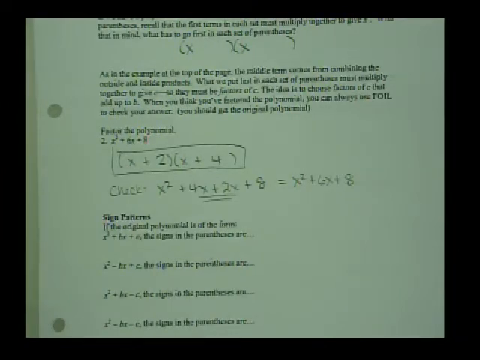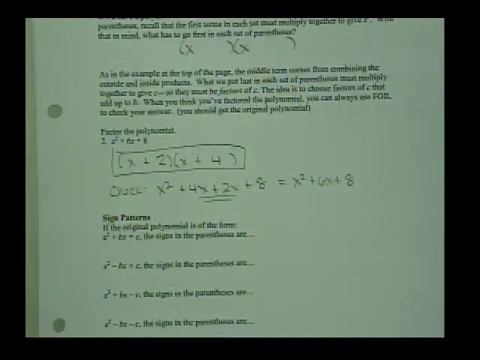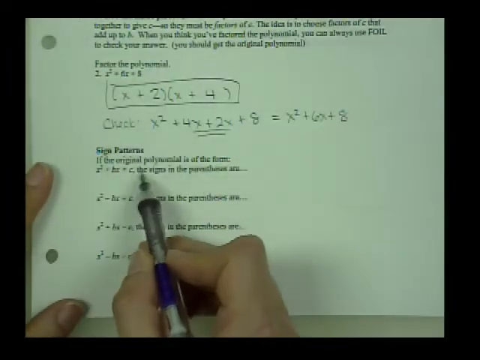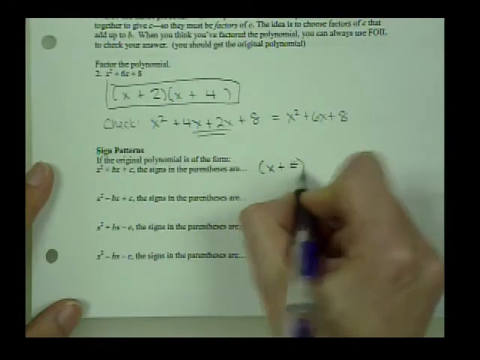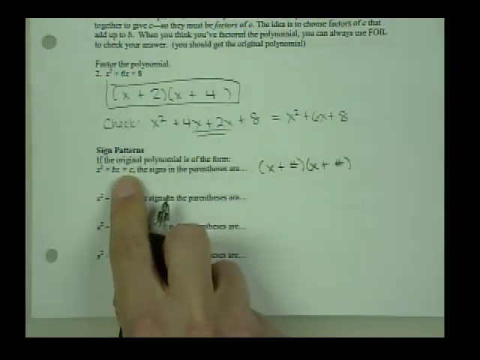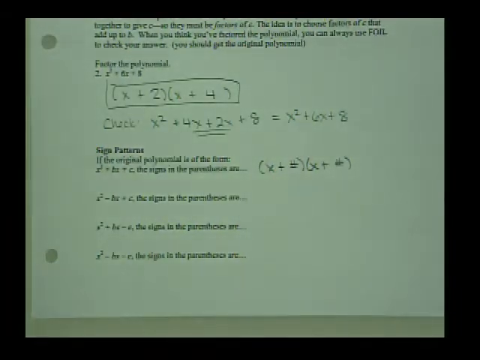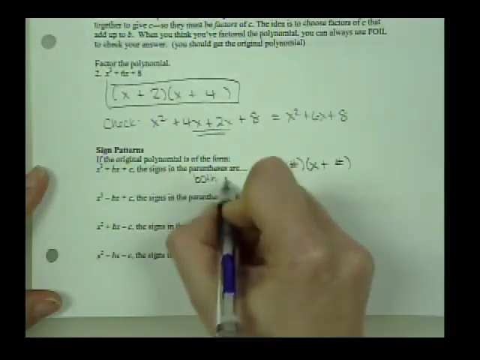Okay, so now we want to look at how we can use signs to help us. It's not always going to be the case that everything is positive. Okay, so if everything is positive, it's always going to be x plus a number, x plus a number. If everything is positive to begin with, everything is positive when you factor it. So the signs in parentheses are both positive.